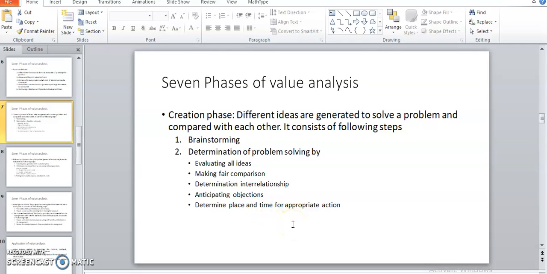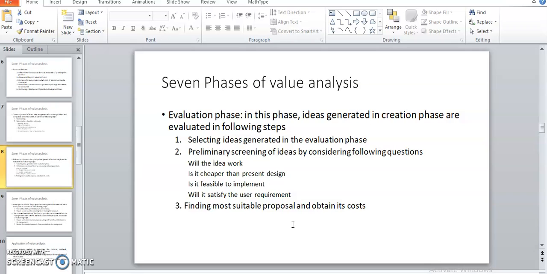So we can generate ideas by brainstorming and compare them with different ideas. Again, we can define the interrelationship among these ideas, anticipate objections, and determine the place and time for appropriate actions. That is the creation phase. In the evaluation phase, we evaluate that particular idea according to some reference.